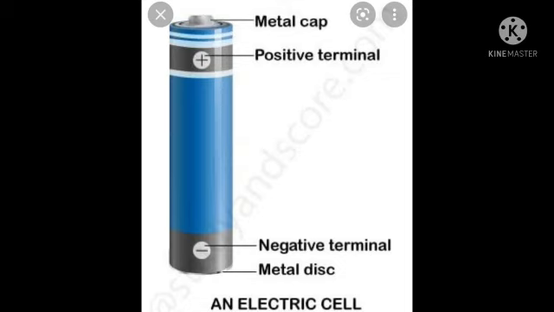The main function of various electric cells is to maintain a constant potential difference between its two terminals. The electric cells work on the electric charge to maintain a constant potential difference, about which you will learn later. So students, let us learn about electric cells that are currently in use.